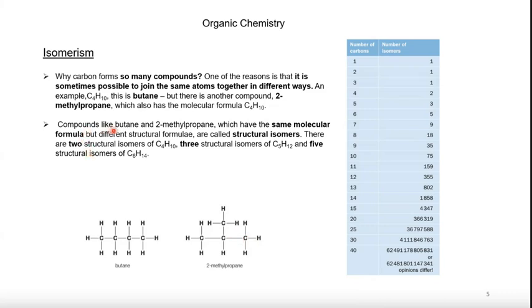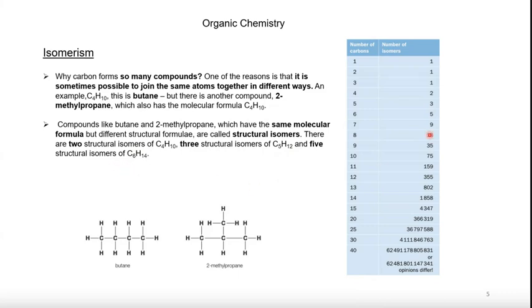So compounds like butane and 2-methylpropane have the same molecular formula but different structural formula. Because of this same molecular formula and different structural formula, we call them structural isomers. There are 2 structural isomers for C4, 3 structural isomers when it is C5, and if we go to C6, we get 5 structural isomers.